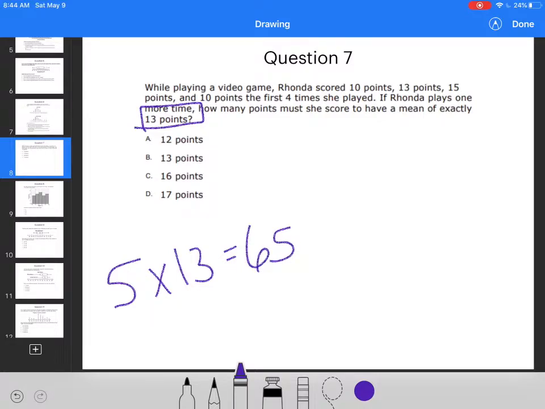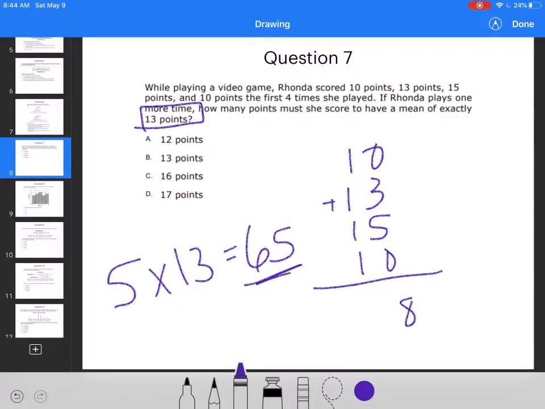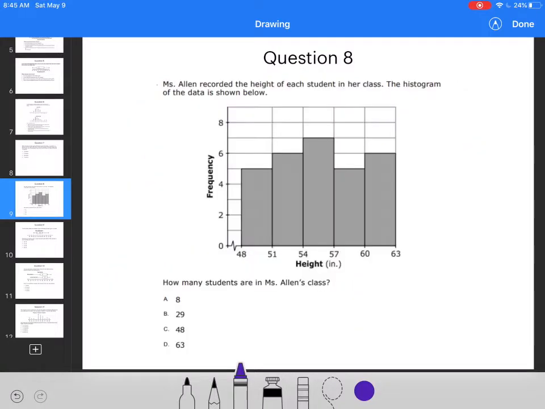So when I add up the numbers, I have to add them up to get 65 to make sure that I've got the right number of points. So right now she's got 48 points. So I have to figure out how many points I need to get to 65. I need 17 points.